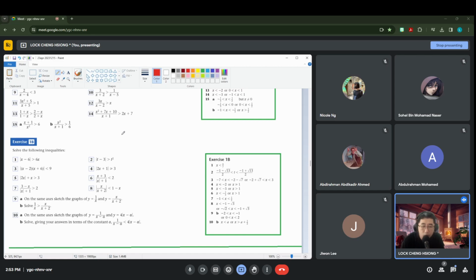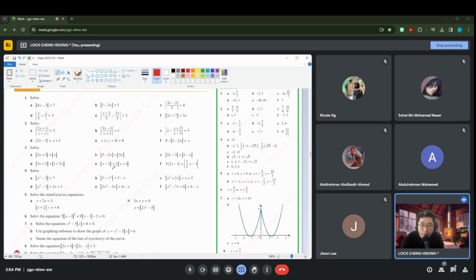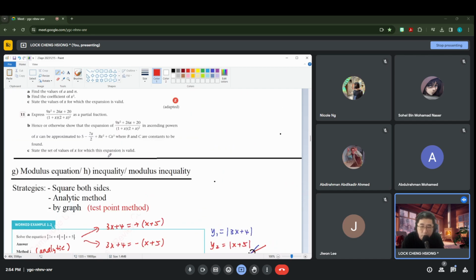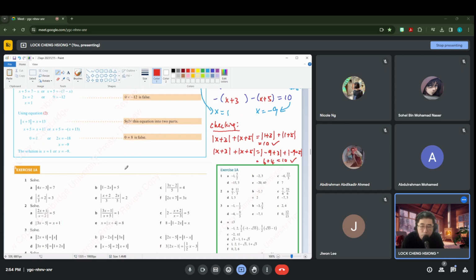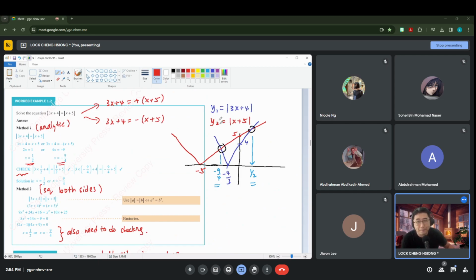So what about inequality? Other than the equation, you also need to deal with inequality because you have inequality questions. Let's go back to the first example. Let's say I have the question: modulus of 3x plus 4 is less than modulus of x plus 5. Now we are talking about the inequality part.